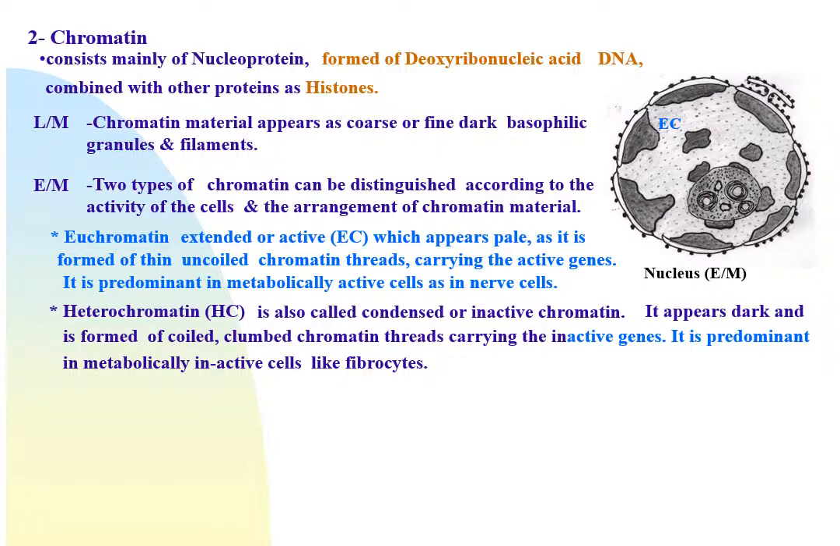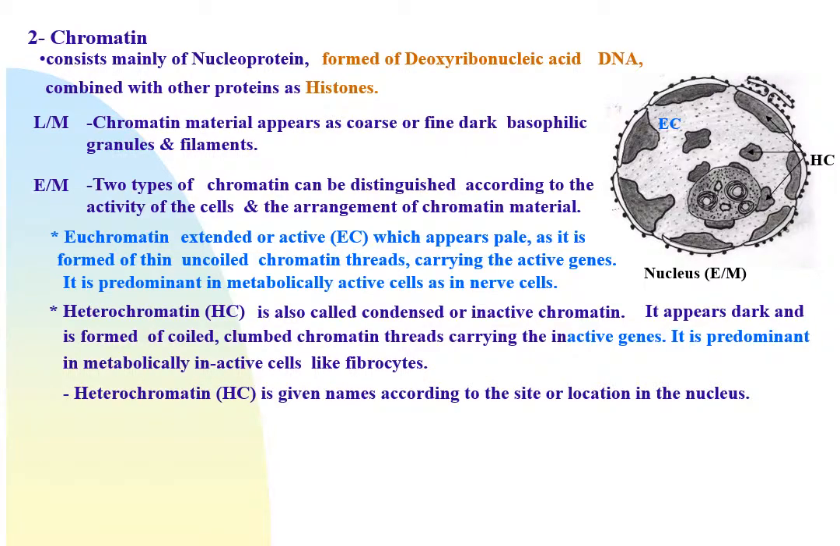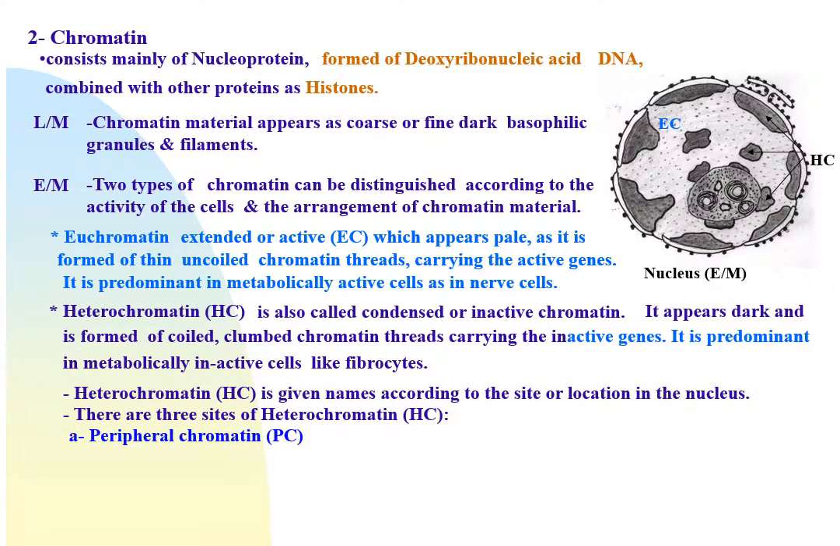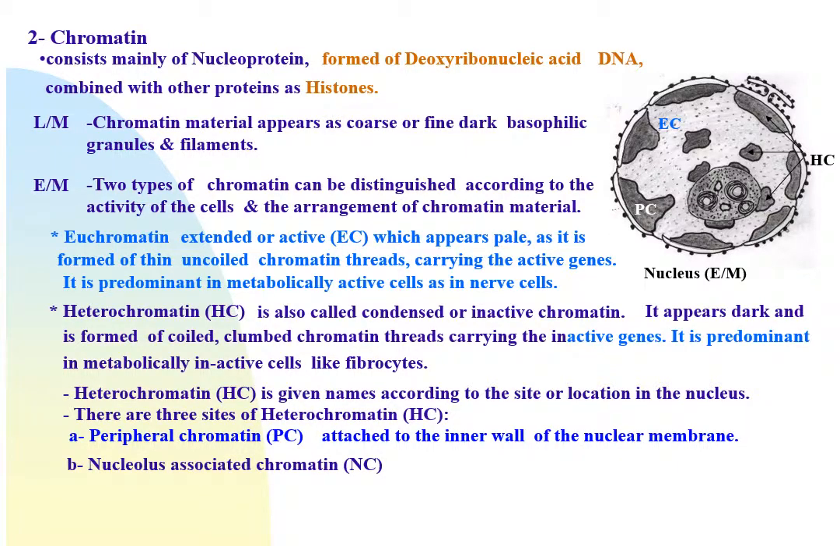Heterochromatin is given name according to the site or location in the nucleus. There are three types of heterochromatin. Peripheral chromatin attached to the inner wall of the nuclear membrane. Nucleolus-associated chromatin attached around the nucleolus. Island chromatin scattered inside the nucleus.